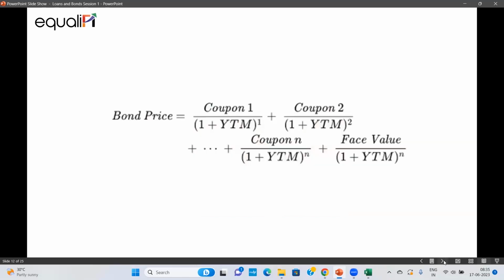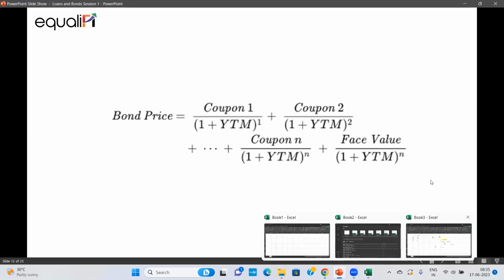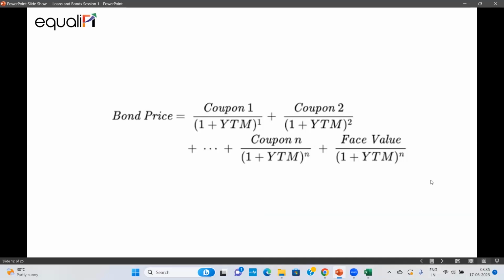Now, this is a typical formula for bond price. One is coupon, 1 plus YTM. YTM is yield to maturity. We will come to that concept: what is yield to maturity, yield to call, yield to worst? We will talk about it. And this is very much similar to discounting. The only thing is that in discounting, you discount a uniform cash flow. Here you will get the face value of the investment also at the terminal, right? This is a typical formula.